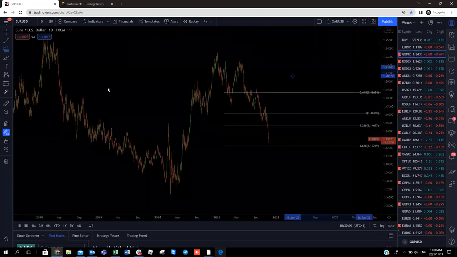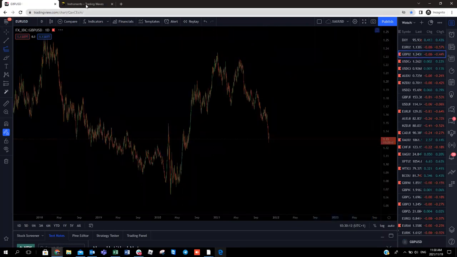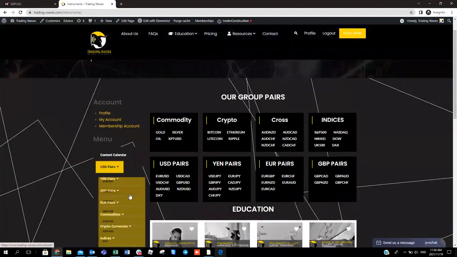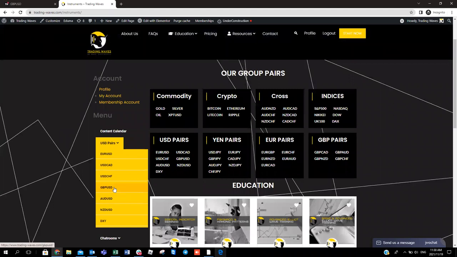Now, pound US dollar. Here are the instruments that we've got. Let's have a look at pound US dollar. You gotta love this new website. I like it. It's so seamless. Works easy for me as well. Let's have a look at the pound US dollar.